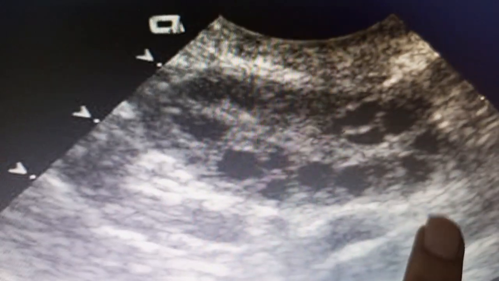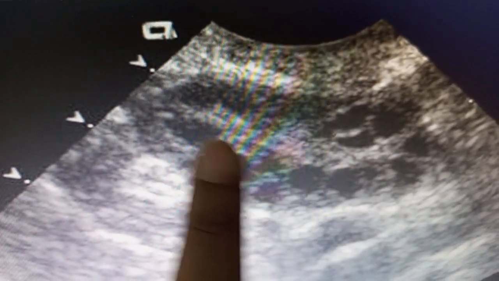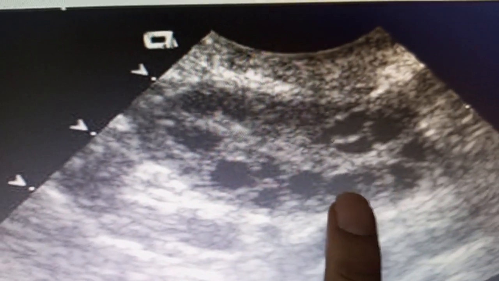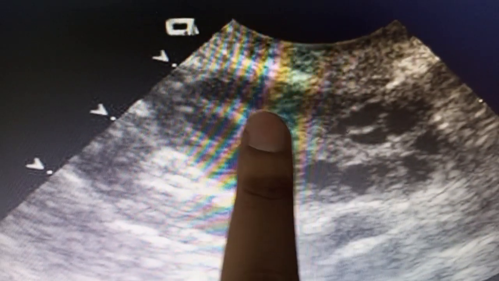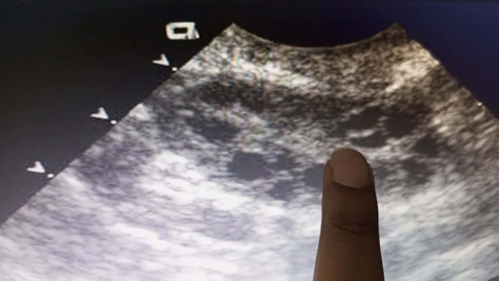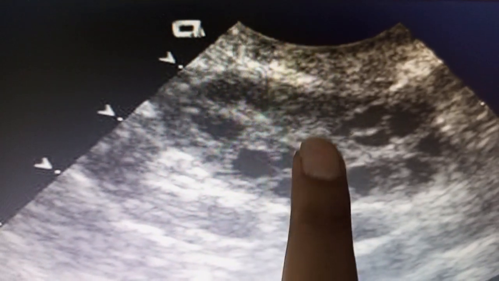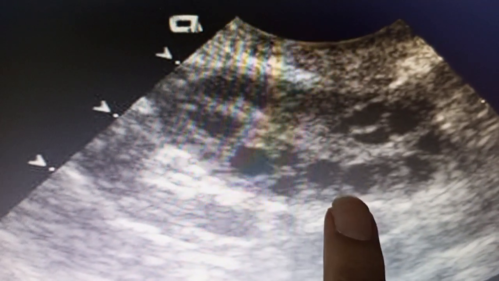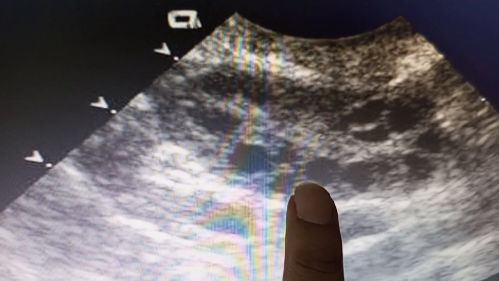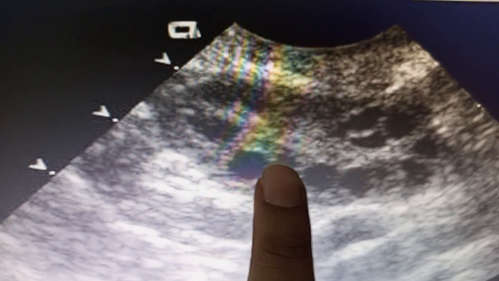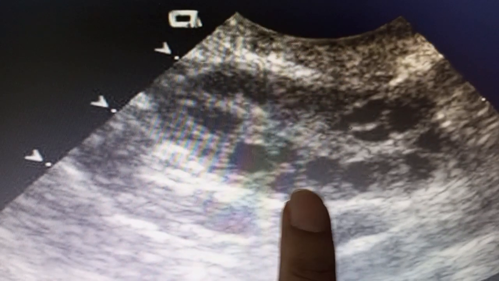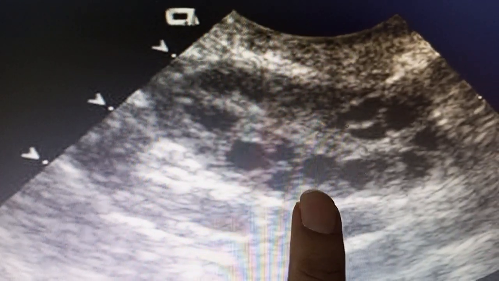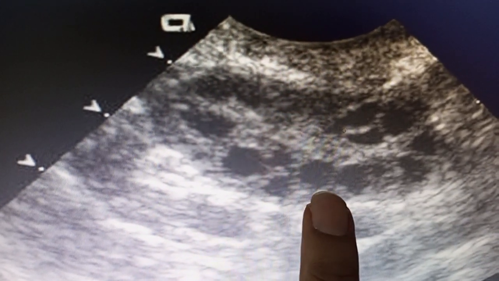This is the case of the polycystic ovarian disease. This is the ovary. You can see the multiple peripheral cysts. Cysts are arranged in the peripheral regions. There is central echogenic stroma. Stroma is bright, you can see that. Cysts are more than 20 in number. Their size is variable between 2 to 9 mm. This is the criteria of the polycystic ovarian disease.